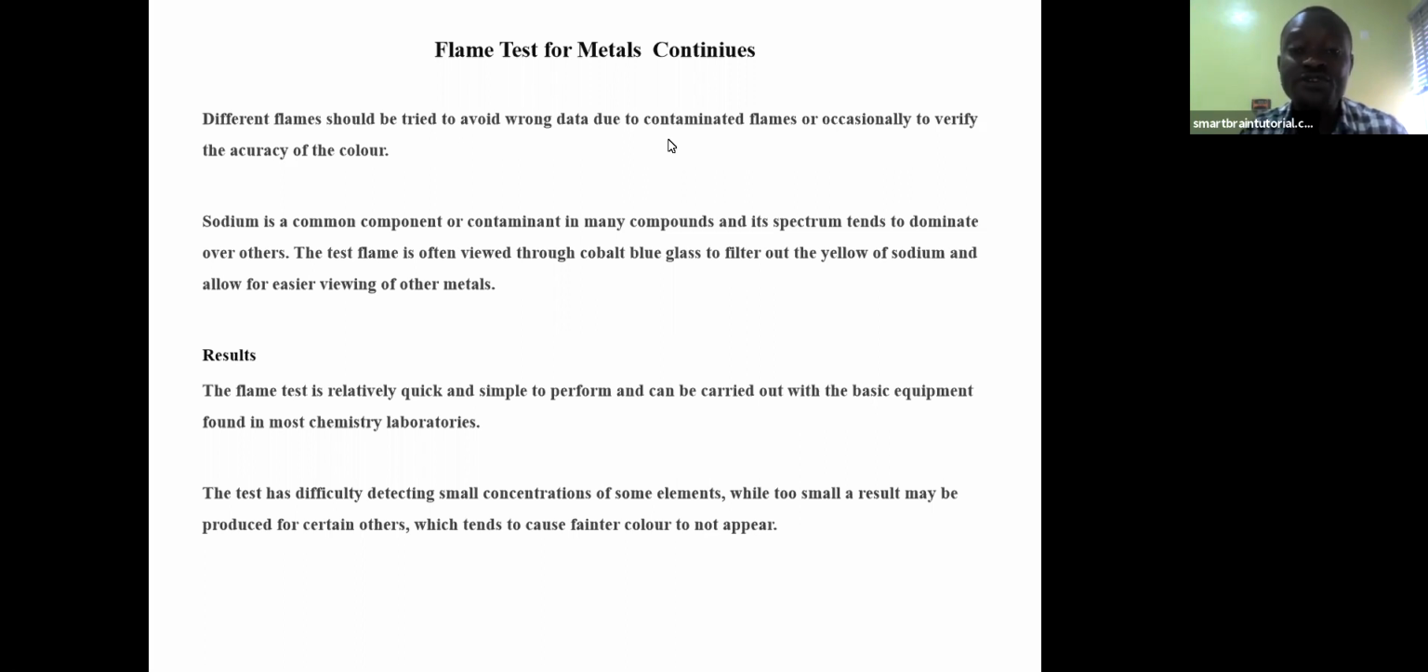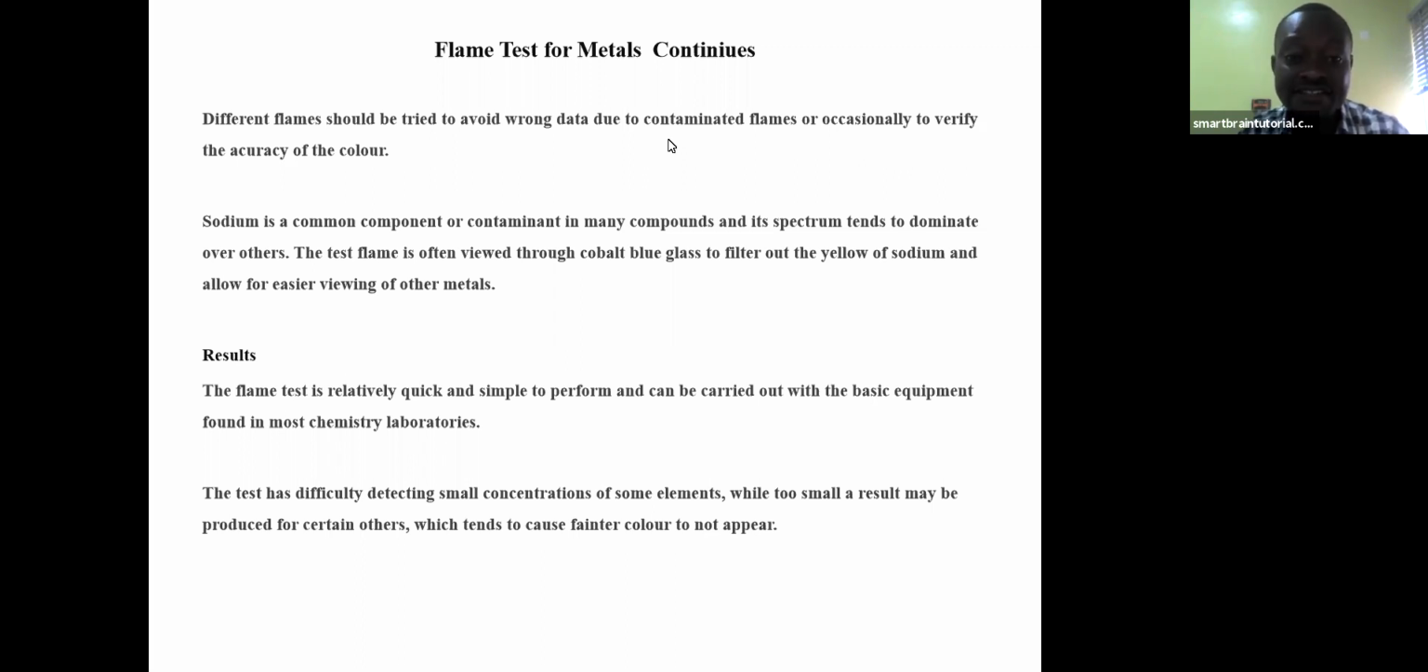Sodium is a common component or contaminant in many compounds, and its spectrum tends to dominate over others. Now, sodium can easily contaminate most of the elements or compounds, and when you expose an element contaminated with sodium to flame, the color of sodium will overshadow that of the element. It becomes difficult for you to distinguish.